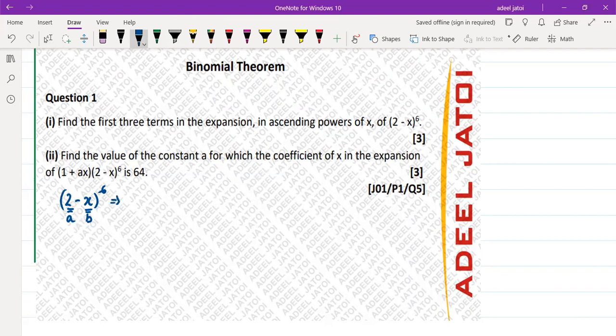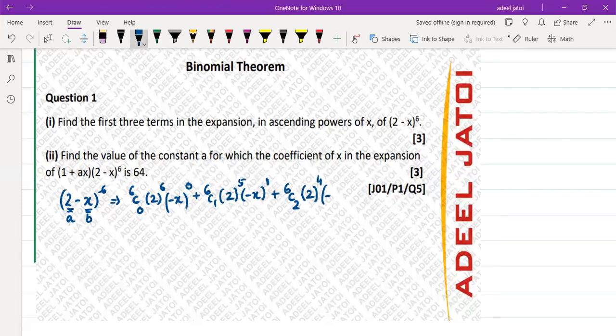So if we just open it down, this should be the first value. The first term should be 6C0, 2 to the power 6 minus 0, that is 6, and minus x to the power 0, plus 6C1, 2 to the power 6 minus 1 will become 5, minus x to the power 1. And the third term will be 6C2, 2 to the power 6 minus 2 will become 4, and this should be minus x to the power square.